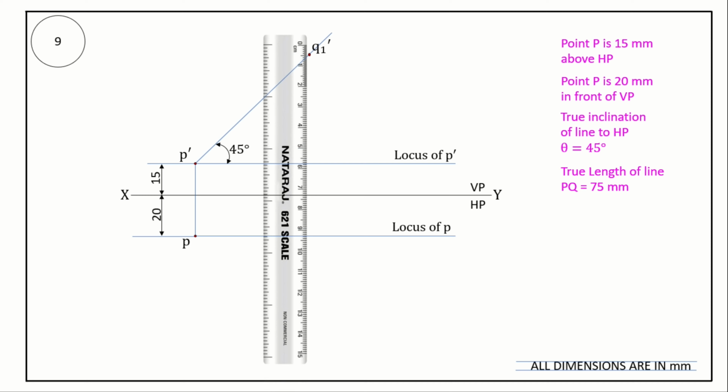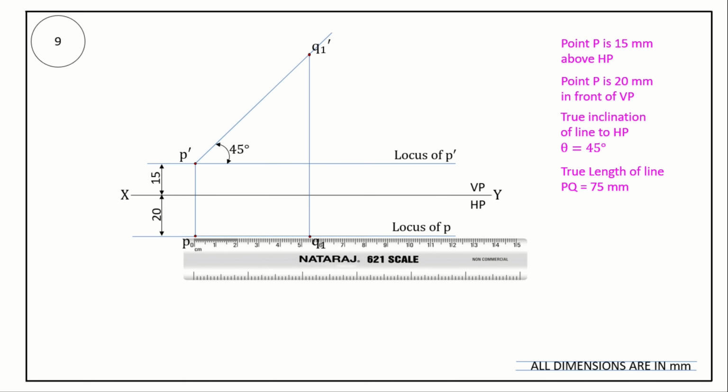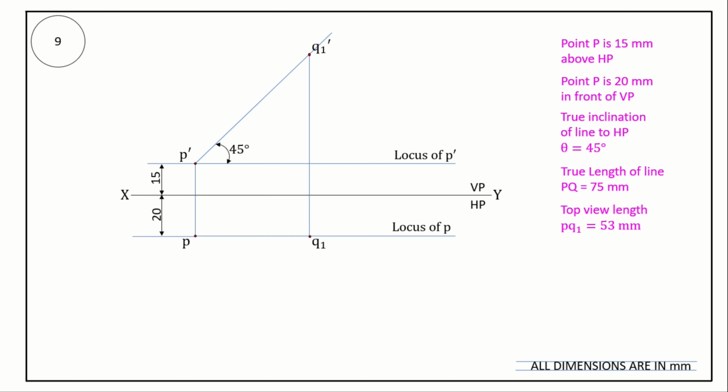From the point Q1 dash, draw a perpendicular line to XY. This line cuts locus of P at a point Q1. Measure the length of the line PQ1. This length is top view length of the line, PQ1 equal to 53 mm. So using the true inclination of the line to HP, theta equal to 45 degrees, and true length of line PQ equal to 75 mm, we have found the top view length equal to 53 mm.